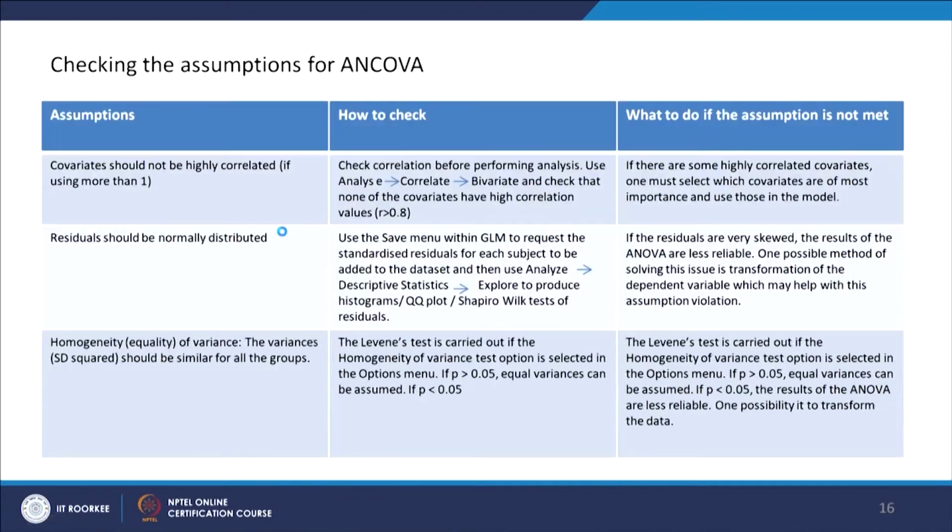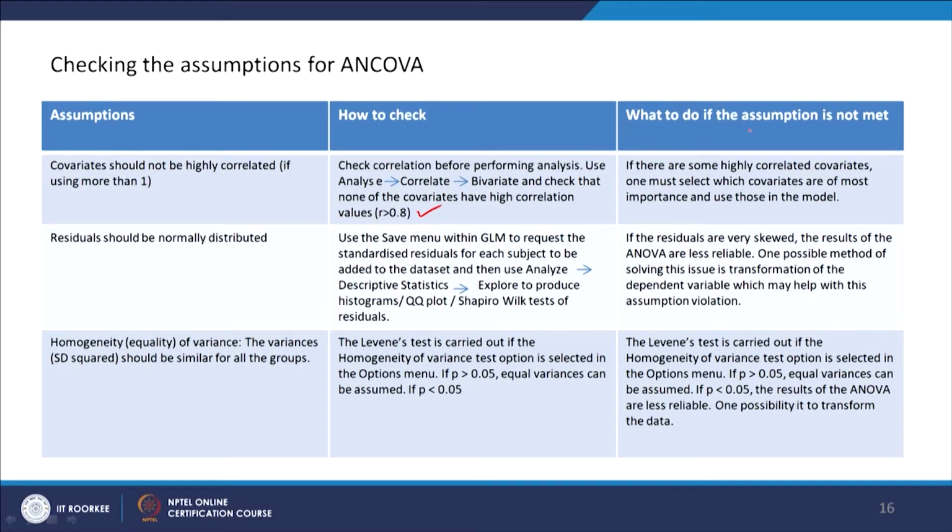How to do that? I will explain, right. This is how you check the assumptions for ANCOVA. The first assumption: covariates should not be highly correlated. So, how to do that? Check the correlation before performing the analysis, among the covariates. In SPSS, go to Analyze, then Correlate, Bivariate correlation, and check that none of the covariates have a correlation of more than 0.81.